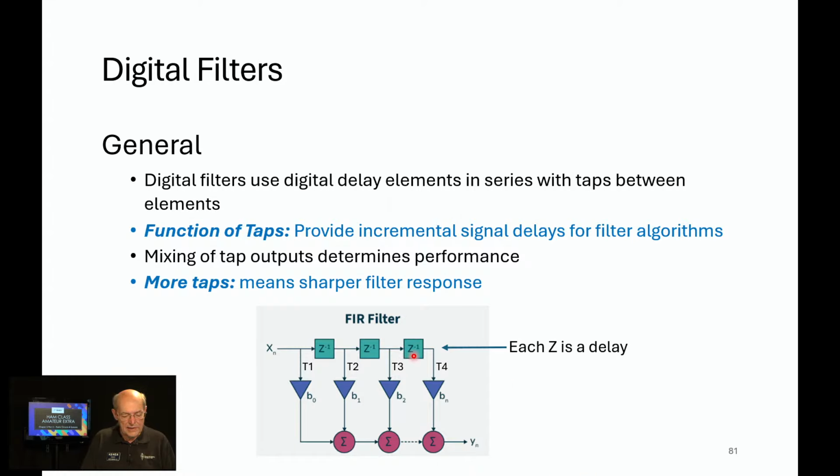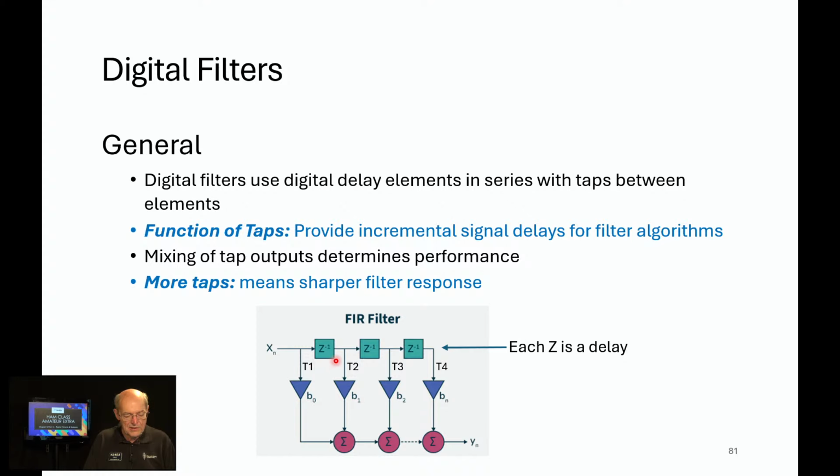So here are the delay elements, and then the taps, these are the places where we grab the signal. At this point right here at T1, that's the signal that's being applied. T2 is delayed by one delay element, and so forth. So each Z is a delay. We can pick them, turn them on, turn them off, and then we sum them. These are summing circuits to get an output. So the function of taps is to provide incremental signal delays for filter algorithms.